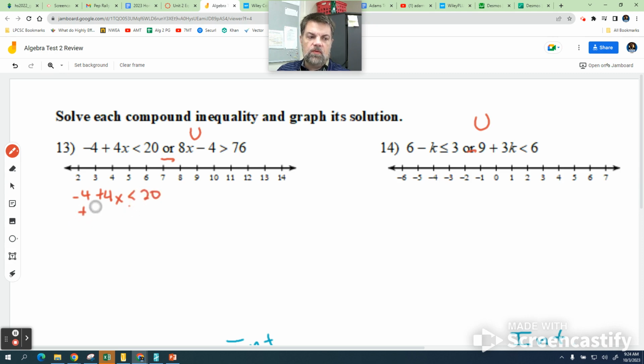I'm going to add 4 to both sides. These will cancel, and I get 4x is less than 24. Divide both sides by 4, and I get x is less than 6. So that's an open circle at 6, everything to the left of 6.